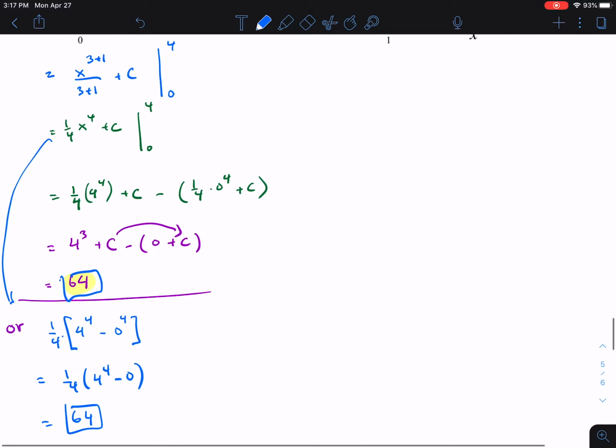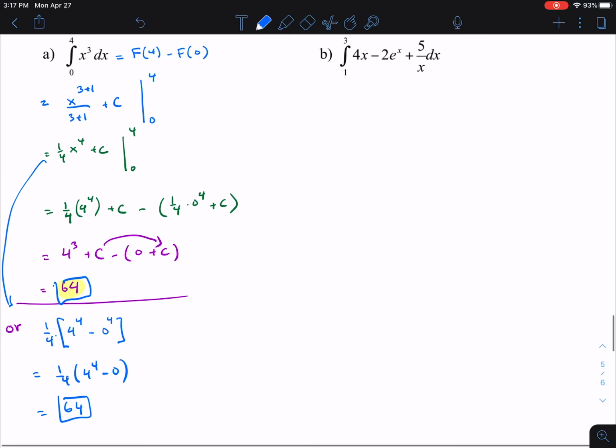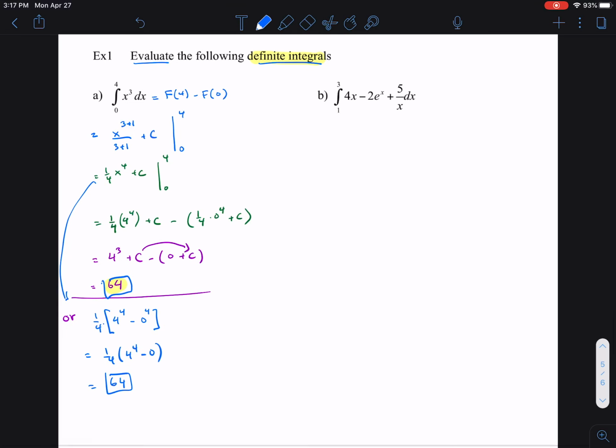It's a little bit lengthier than the previous lesson. In the previous lesson, you would stop right here and that would be the answer. Now you go 3-4 more steps to get the answer. So a little more work. Okay. Moving on to part B.